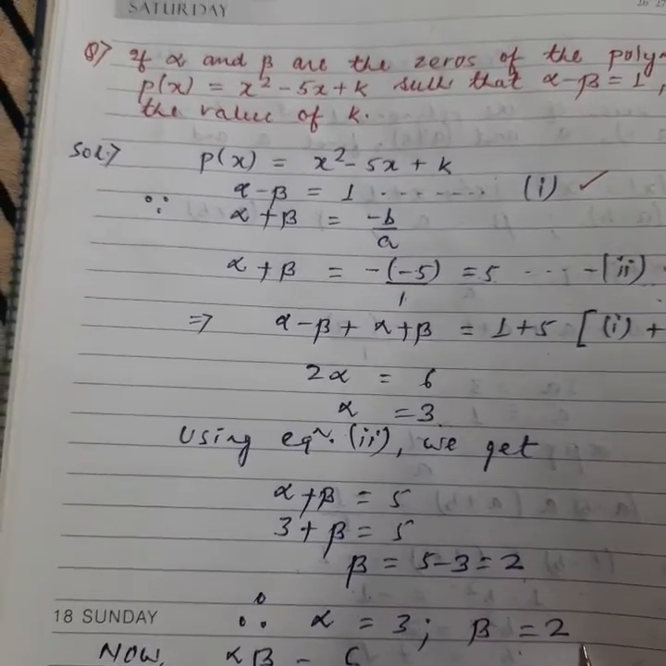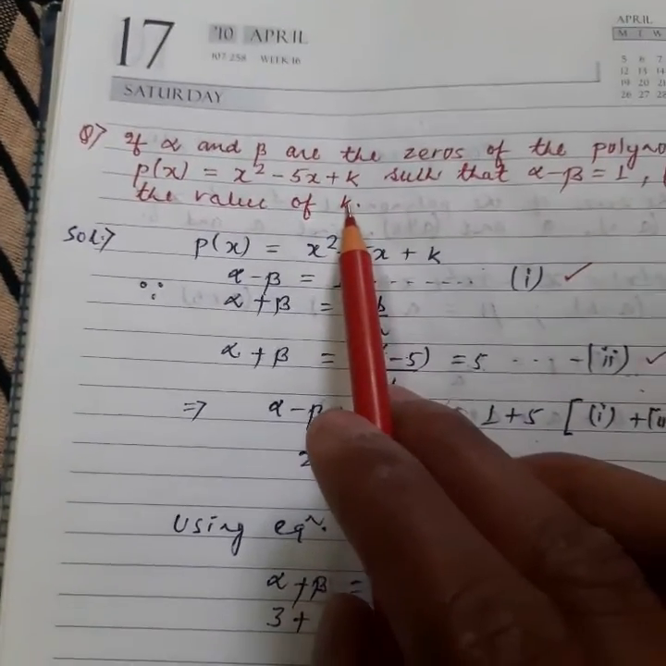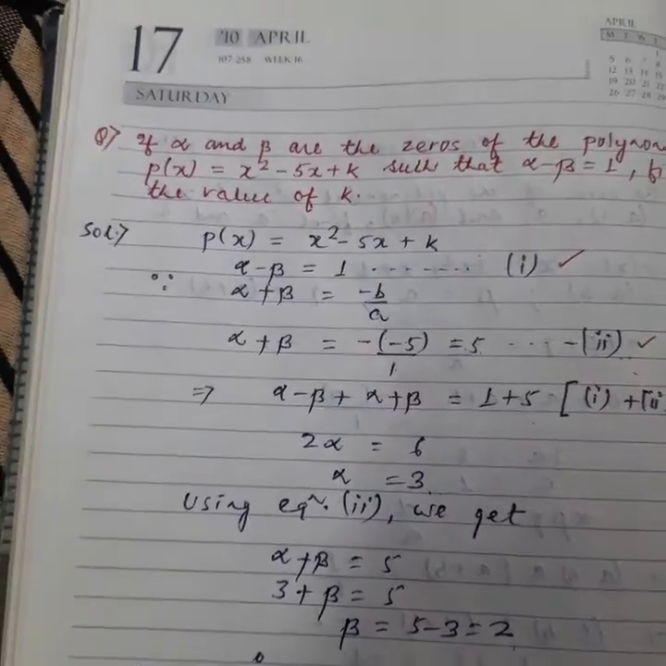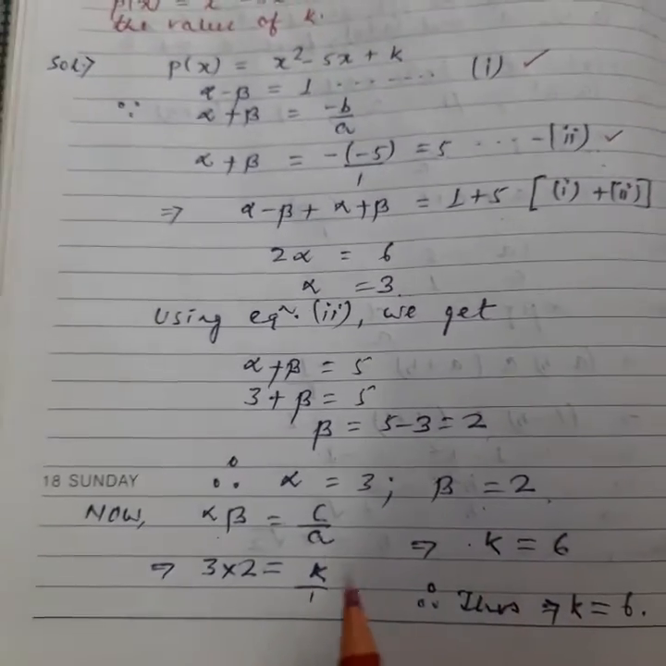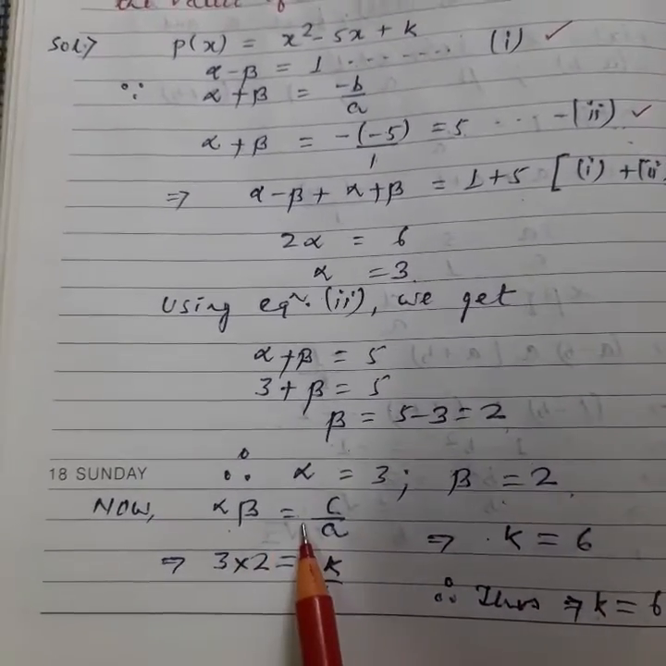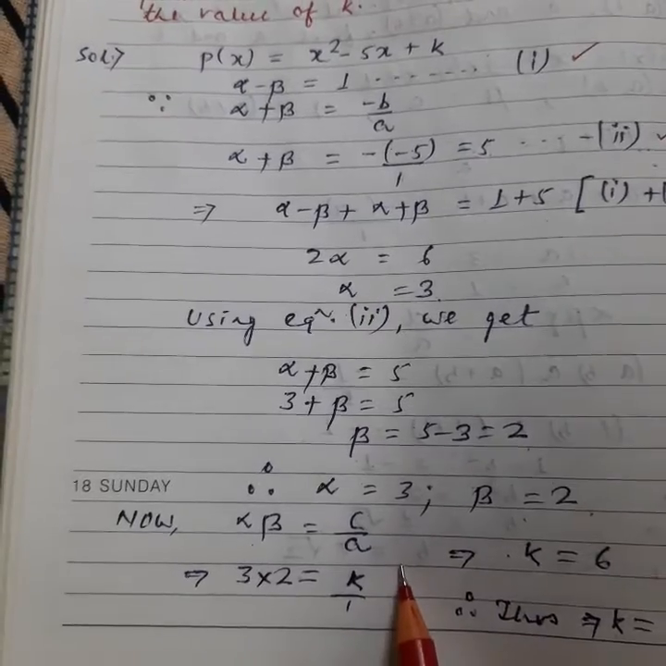But we need to find the value of k. So for that, what will we do? Let's do now the product of zeros. Alpha into beta, which is c by a.